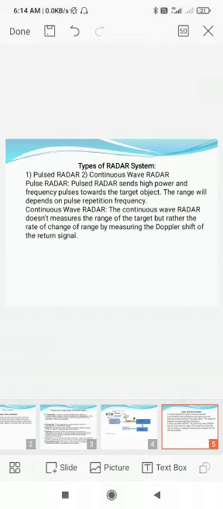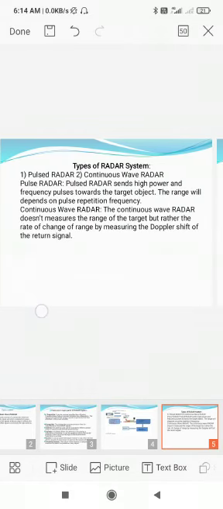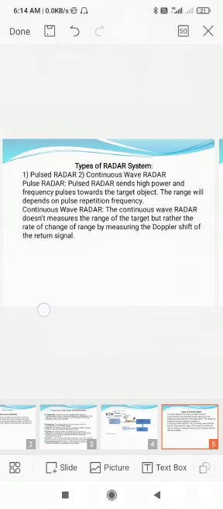The first is the pulse radar. Pulse radar sends high power, high frequency pulses toward the target objects. The range depends on the pulse repetition frequency. This is called the pulse radar system.